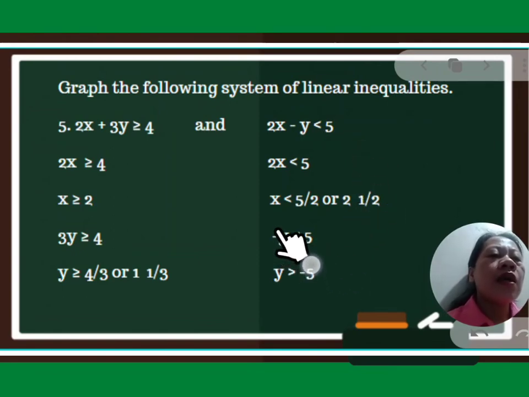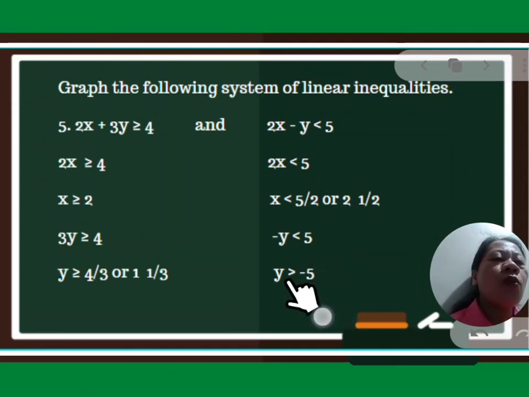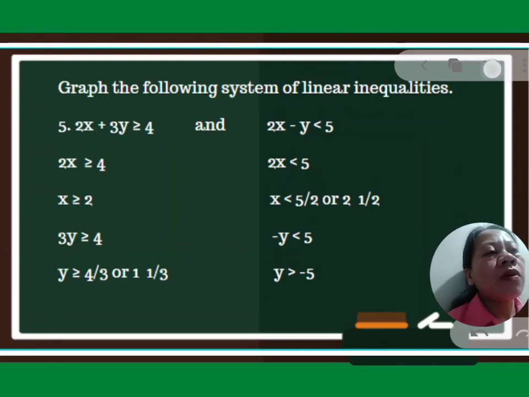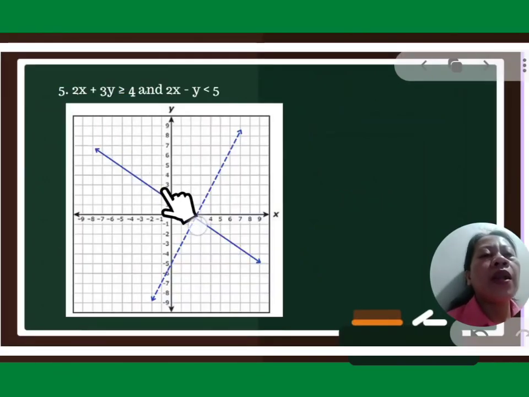Kailangan natin gawing positive ito. So, i-divide natin by negative 1. Pagka na-divide natin ito by negative 1, ito na po ang lalabas. Y is greater than negative 5. Mababaligtad po ulit yung inequality symbol dahil nag-divide po tayo ng negative number. Ito na po yung y-intercept. So, meron na po tayong x and y-intercept sa dalawang inequalities in the system. Madali na lang para magawa natin ng line.